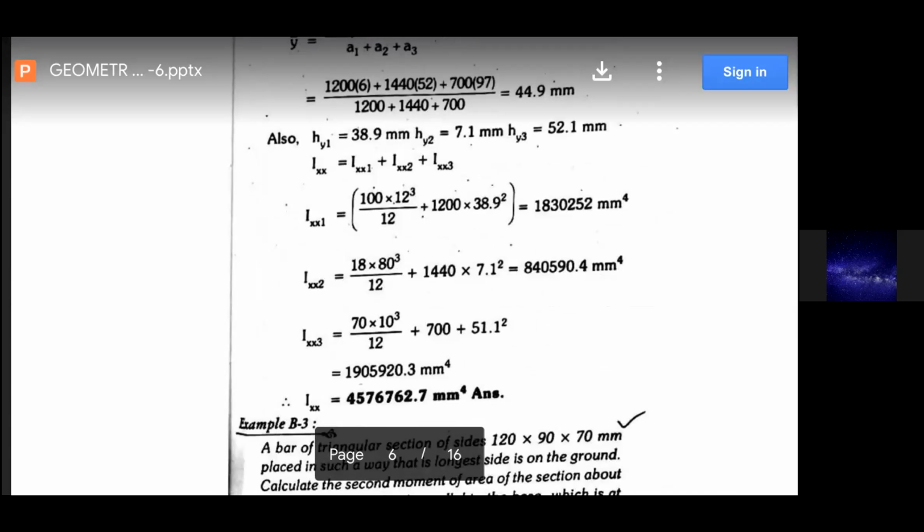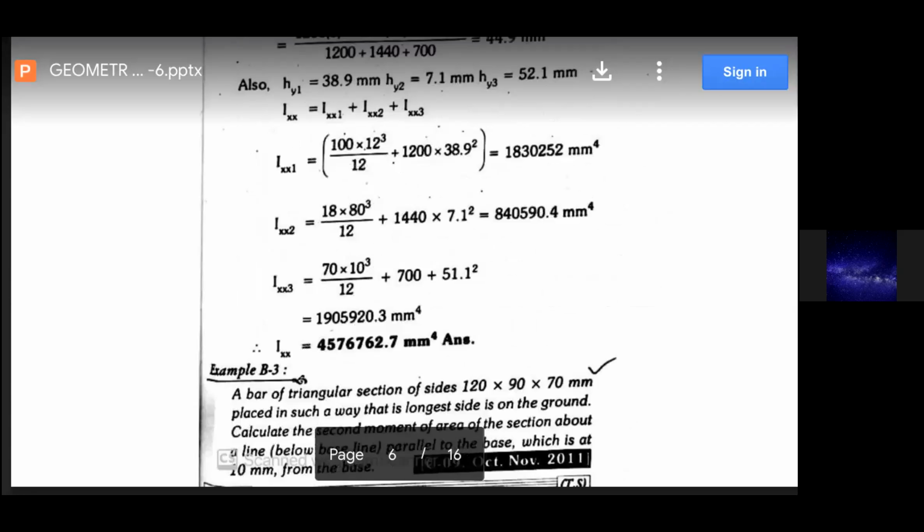That is 70 into 10 cube by 12 plus 700 into 52.1 square. So after calculating the individual values, just add the three values and you will get Ixx. Ixx is equal to Ixx1 plus Ixx2 plus Ixx3.